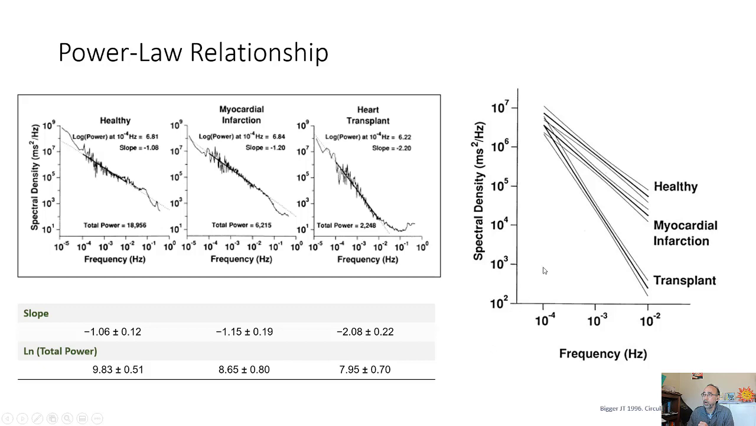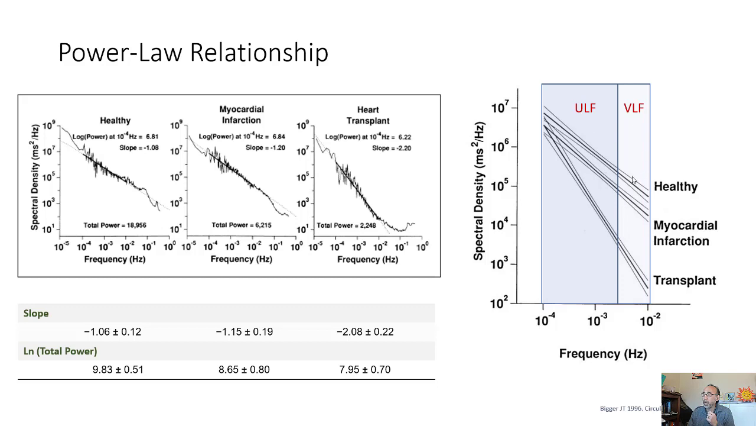And this is a summary of the power law relationships across the three groups. We can see that the healthy group has an overall higher power compared to the myocardial infarction and the transplanted patients. And you can see this from the perspective of very low frequency and ultra low frequency. Again, healthy has a higher very low frequency compared to the MI group and the transplanted patients.